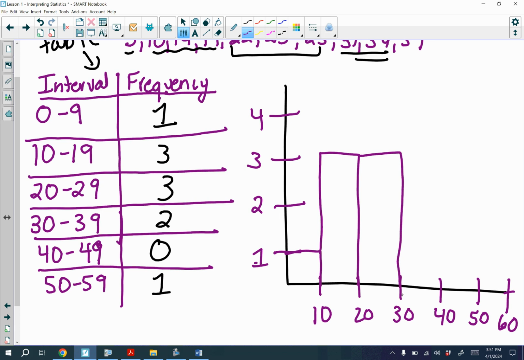From 30 to 40, know that 30 is included, but 40 is not, only 30 to 39. So we only have 2 as our frequency there. Now 40 to 50, remember that really means 40 to 49. There's 0, so we don't put anything there. And then our last one, there's 1, so here we do a frequency of 1. So when you're doing your histogram, know that whatever the tick mark is, it is not in the first bar, but in the second bar. So be careful when you create that histogram.